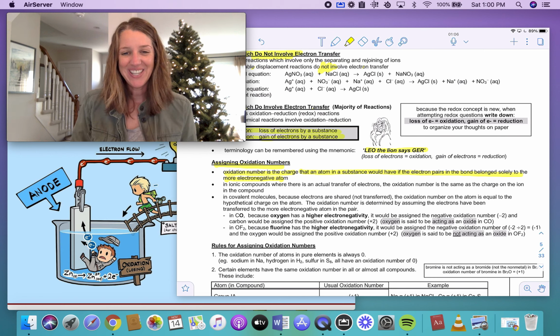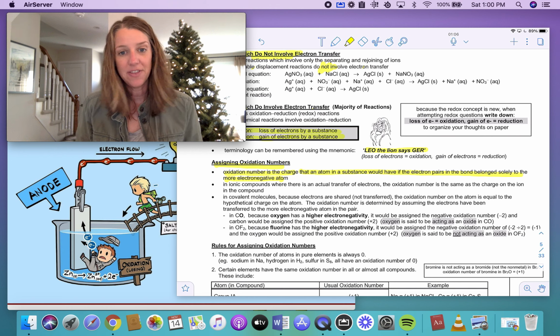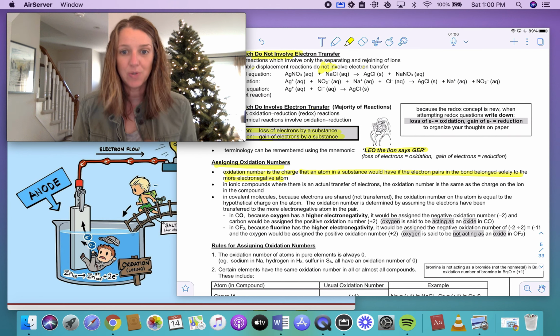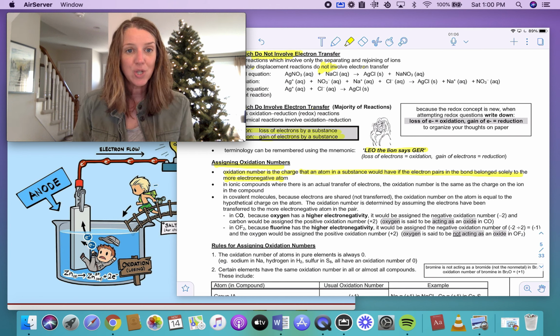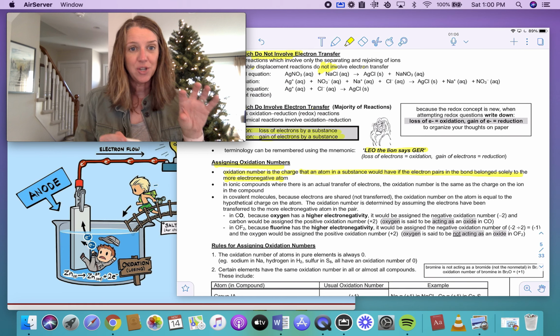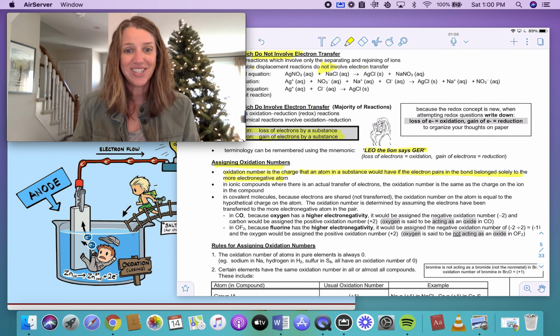In a covalent molecule, because the electrons are shared, remember they're not transferred, the oxidation number on the atom is equal to the hypothetical charge on the atom. Okay, so you determine that by assuming the electrons have been transferred to the one that's more electronegative. How do you know which one's more electronegative? You can use your trend from the periodic table, or you can look on your periodic table and read the number. It'll tell you which one's more electronegative. So you figure that out first. Then you can count up the number of electrons around that atom, and you can give it its oxidation number.